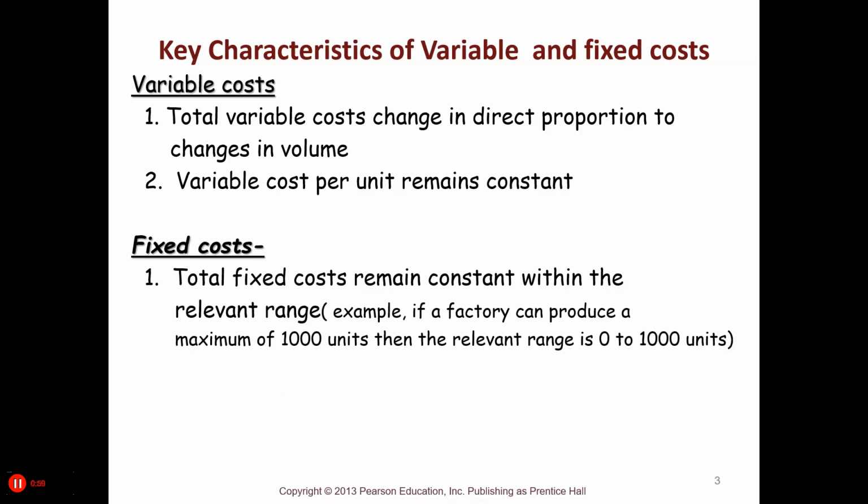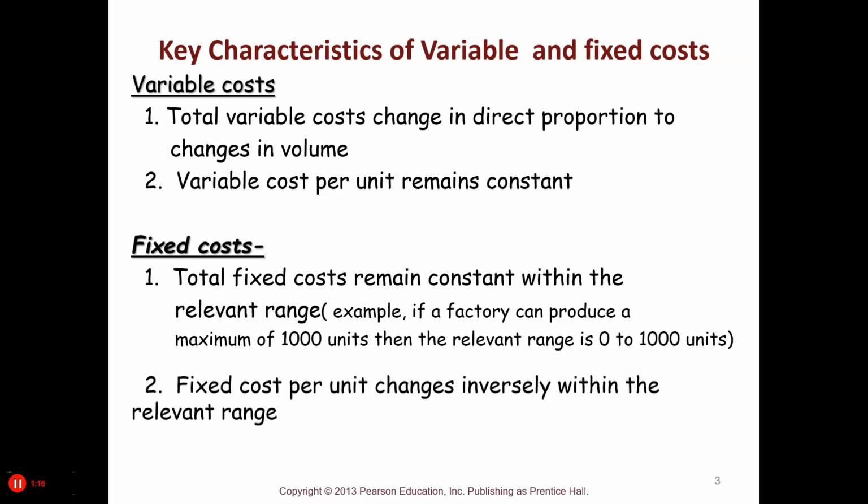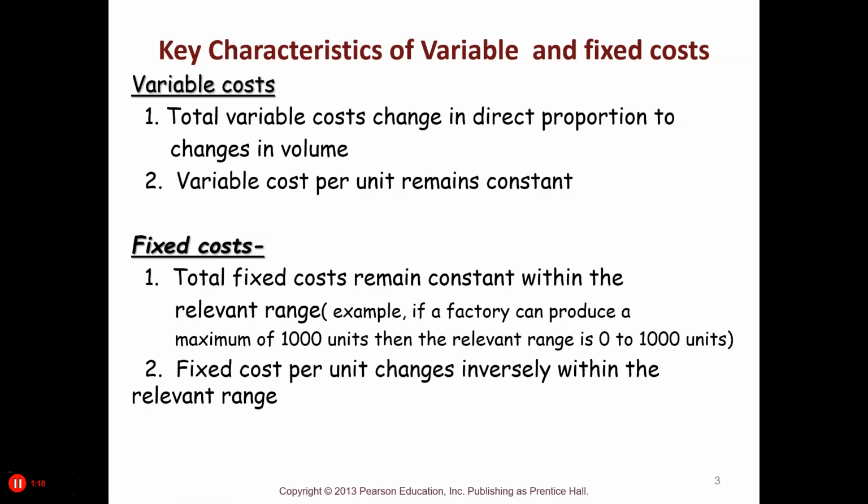Fixed costs. Total fixed costs remain constant within the relevant range. An example, if a factory can produce a maximum of 1,000 units, then the relevant range is 0 to 1,000 units because the cost will not change within that range. Fixed costs per unit change inversely within the relevant range, so we don't look at fixed costs on a per unit basis when we're doing cost analysis. So let's take a look at a graph to give you a better idea of variable costs.